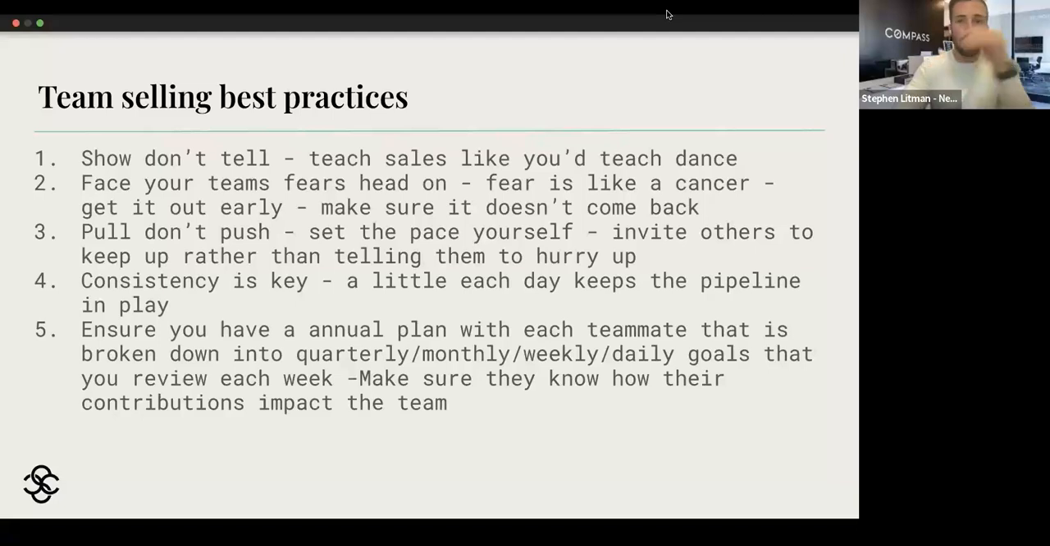I've seen too many team leaders try to direct people to do things that they're not great at. And frankly, it falls flat because it's a lot of theory.